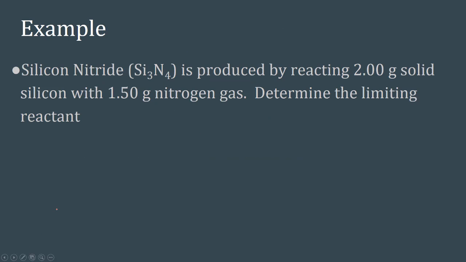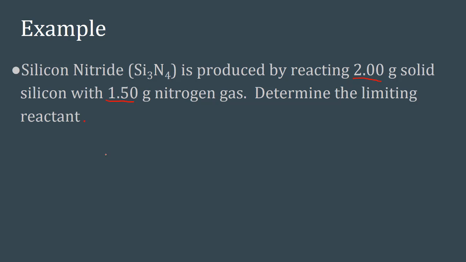So the first thing to do is always start with a balanced chemical equation. That tells us our mole ratios. That's what we need. So silicon nitride is produced by reacting 2 grams of solid silicon with 1.5 grams of nitrogen gas. So those are not moles. Those are masses. So first we have to determine the limiting reactant. It's telling us how much stuff we're mixing together, but it's not telling us how many moles we have. And so we need our balanced chemical equation so that we can figure out what's going on.